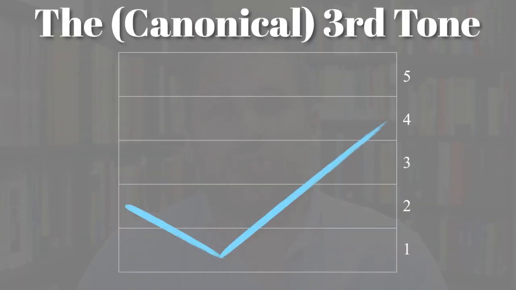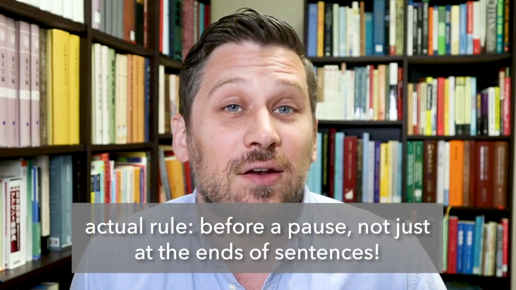Something that isn't taught very much is the half third tone. So when we learn those canonical tones, usually we learn something like mǎ, where it dips down, then it rises back up, right? But the third tone is very rarely pronounced like that in real life. Really, you would only pronounce it that way if you really wanted to emphasize that particular syllable, or if it maybe came at the end of a sentence.